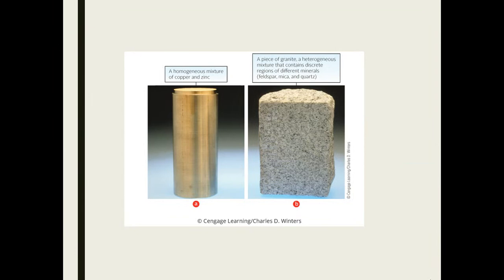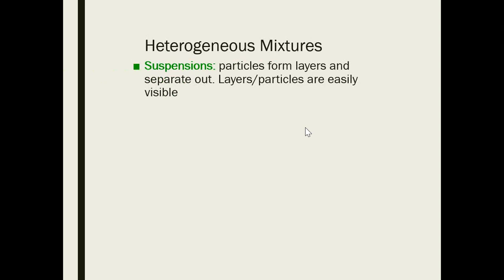The copper and zinc, it just looks like one yellow metal. You can't see the copper atoms and the zinc atoms, but they're mixed together. But in the granite, you can definitely see different parts. You can see it's broken up into a bunch of little colors and dark spots, light spots. That would be a heterogeneous mixture. A special type of heterogeneous mixture is a suspension.